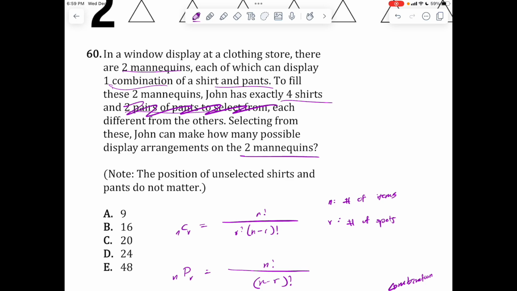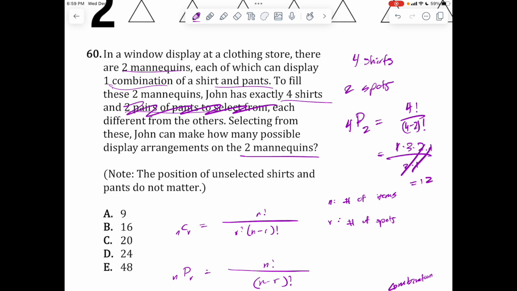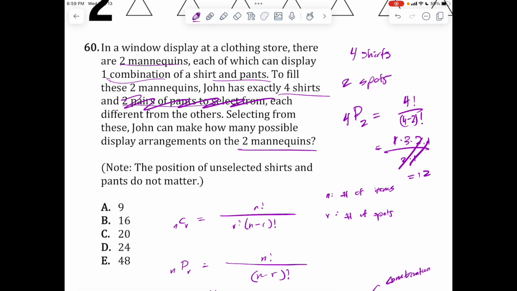So there's 4 shirts, 2 spots. Okay. So I'm going to do 4 permutation 2. That's equal to 4 factorial over 4 minus 2 factorial. It's equal to 4 times 3 times 2 over 2 times 1. This cancels. I end up getting 12. Now, it's 12 if I just focus on the shirts. Now there's 2 pairs of pants.